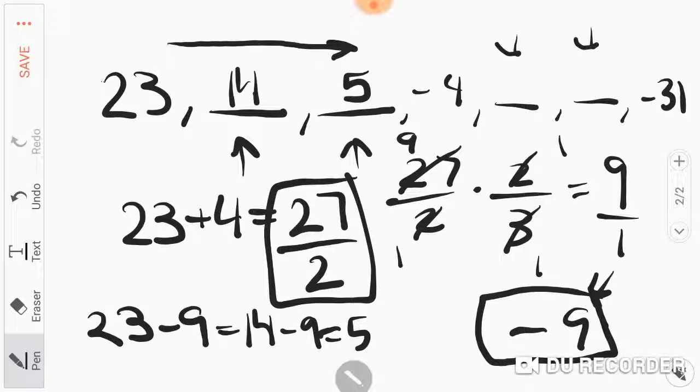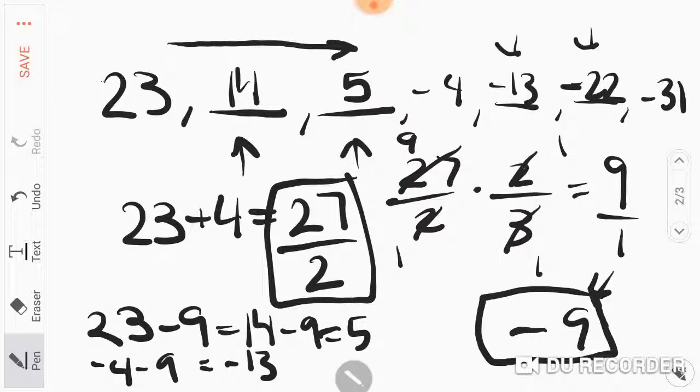And if I do 5 minus 9, I do get -4. And then I do -4 minus 9, which gives me -13. And then -13 minus 9 gives me -22. And just a last check, -22 minus 9 does, in fact, get me negative 31.